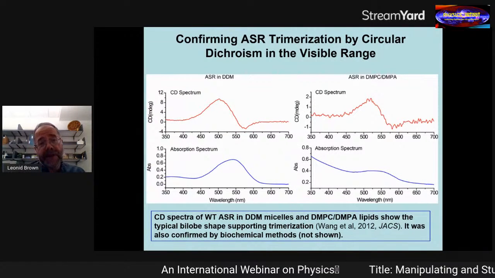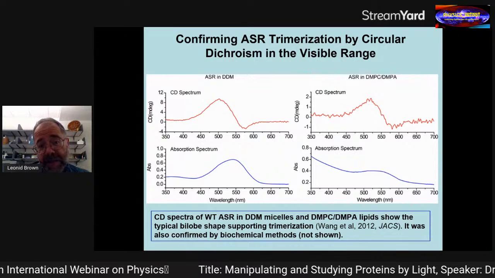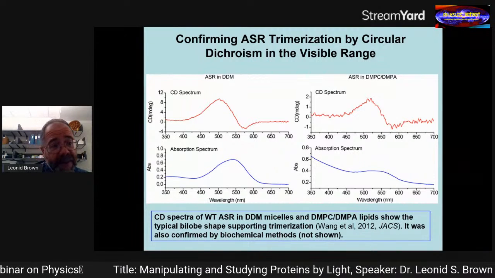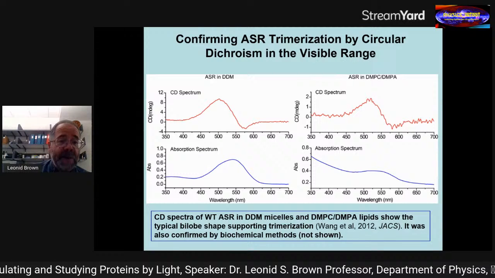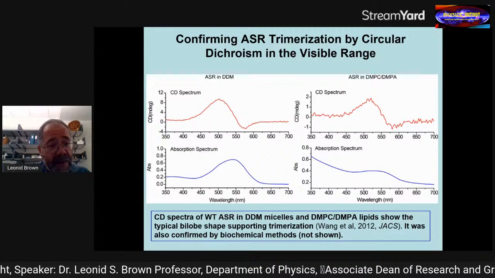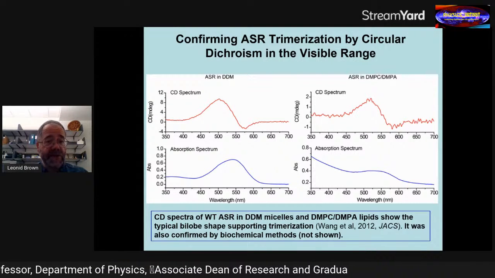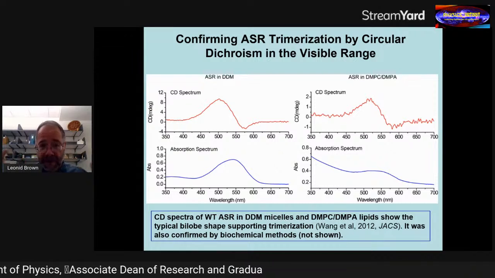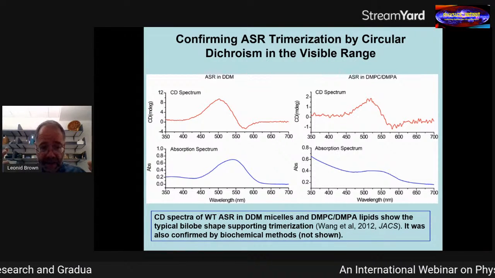So here is a circular dichroism. I didn't talk about it. It uses circularly polarized light, and basically it is sensitive to interaction of the chromophores. So whenever you have trimers, you usually see this bilobe shape, and that's what we observed, both in detergents and lipids. Then we also used classical biochemical techniques, which can verify the oligomeric state.